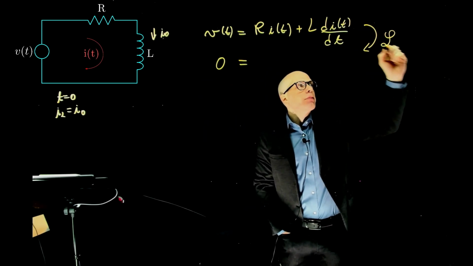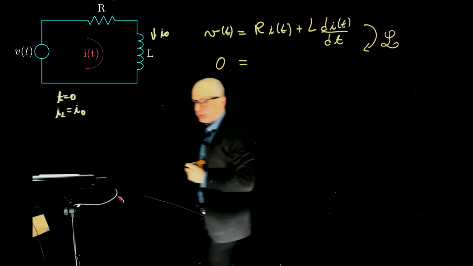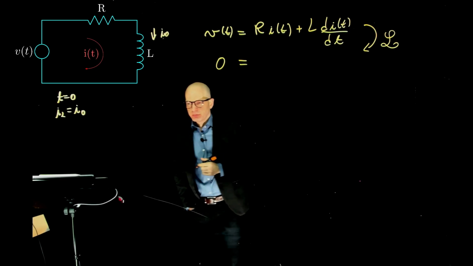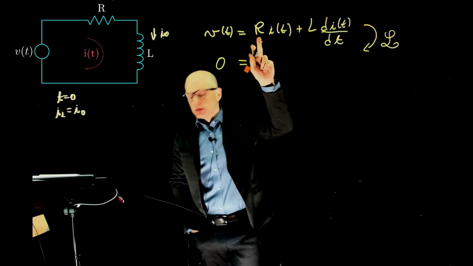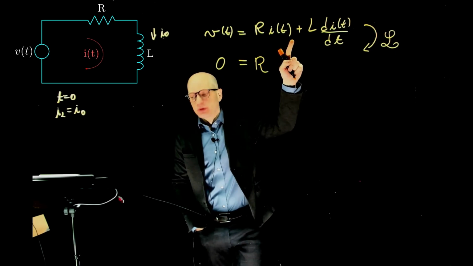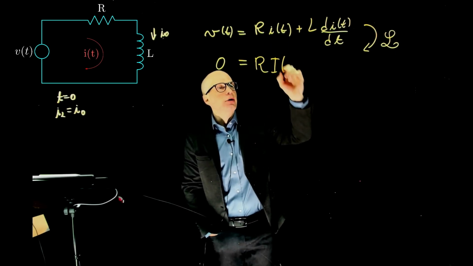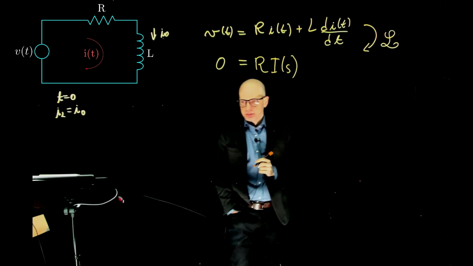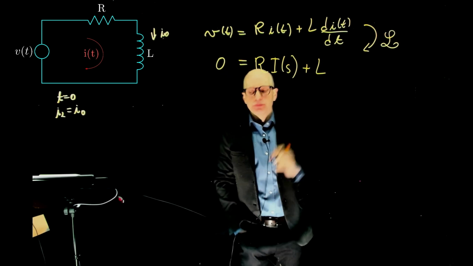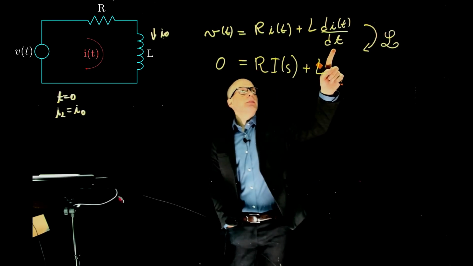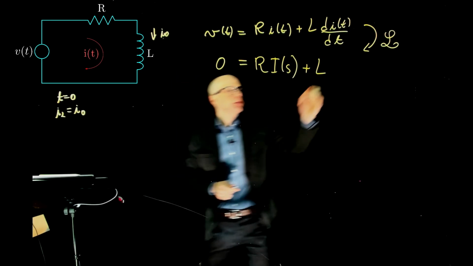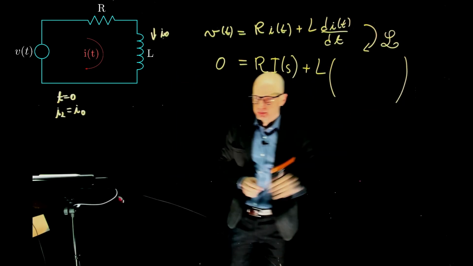So now, the second step is to take the Laplace transform of this function. Well, 0 is what I apply to the input. 0 is 0. The Laplace transform of a constant is the constant itself. The Laplace transform of a function I of t, as we saw, becomes simply I of s. And the Laplace transform of L is L. And now we have the Laplace transform of the derivative of the current. What is that?